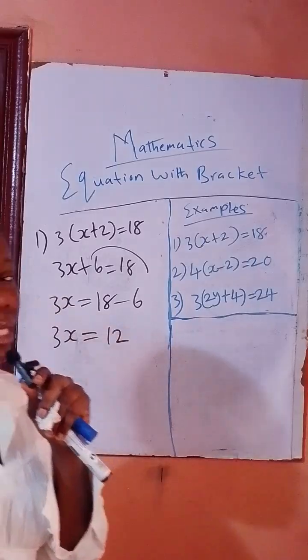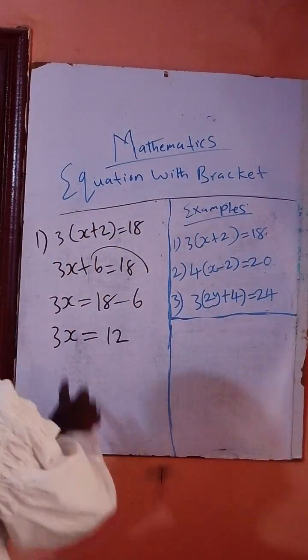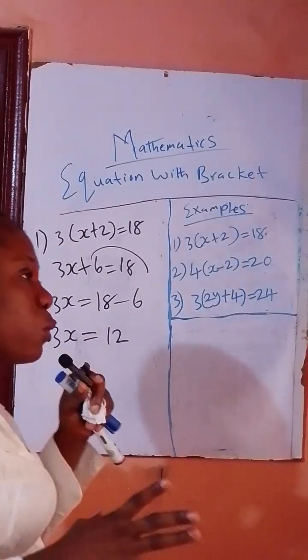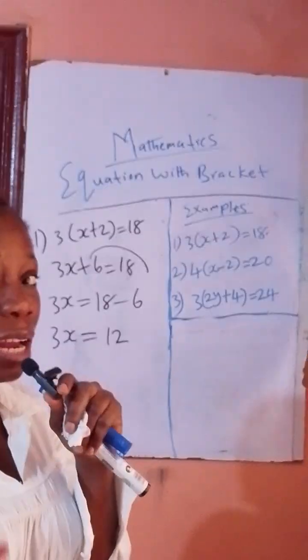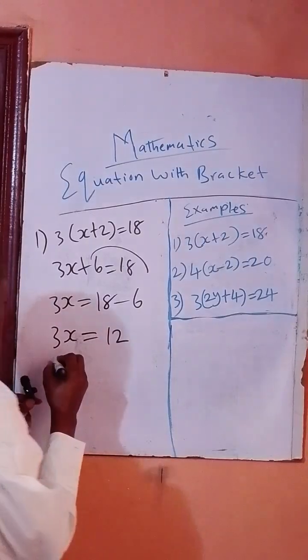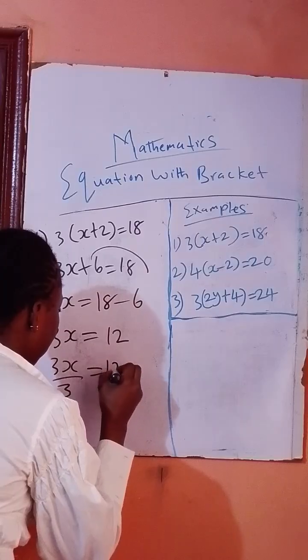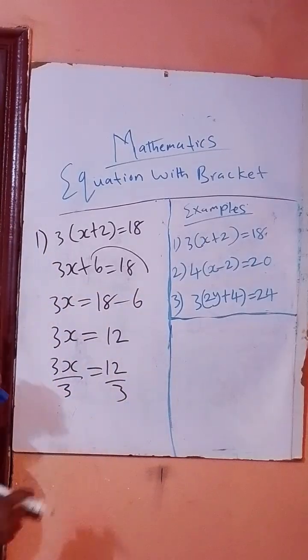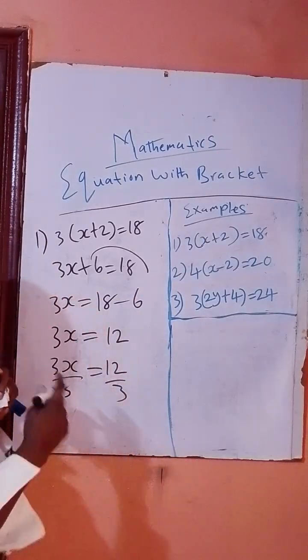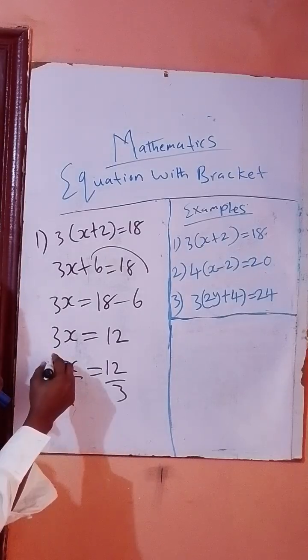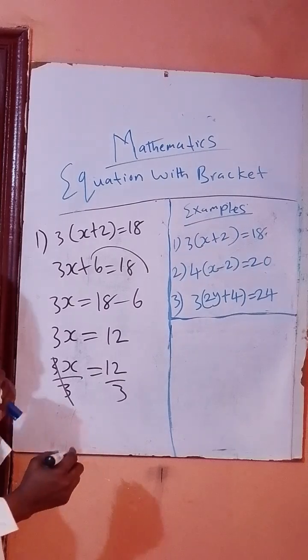Then what is the next thing we are going to do? We want this x to stand alone. And how are we going to do that? It is by dividing both sides by 3. 3x over 3 equals 12 over 3. We are dividing both sides by 3 so that we can cancel out this 3. This 3 cancels itself. This 3 cancels itself. It's remaining x.